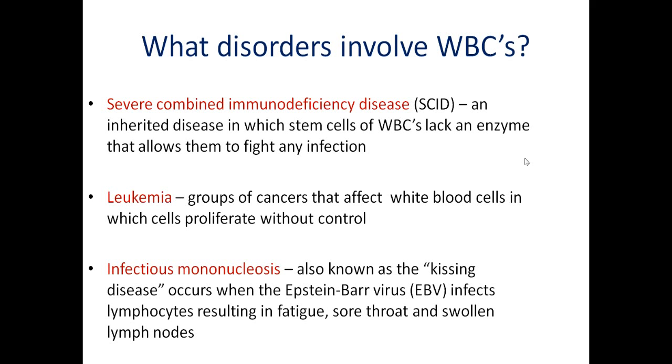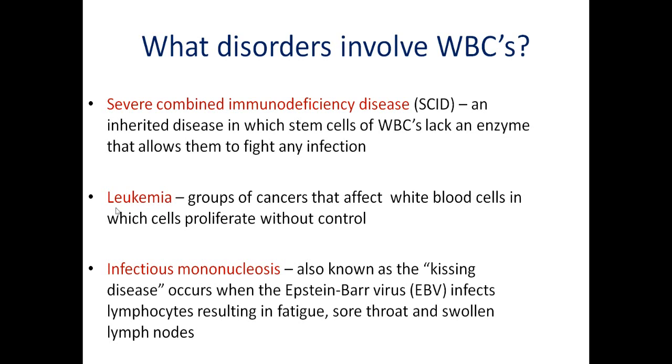Okay, now disorders that involve white blood cells. The first one is called severe combined immunodeficiency disease, or SCID. I don't know if any of you remember the Boy in the Bubble movie. That was John Travolta when I was a little girl. It's an inherited disease, and the stem cells that produce the white blood cells are missing an enzyme, so they can't fight any infection. Pretty much they don't have an immune system, so they could get anything that's around and it could kill them because they can't fight it.